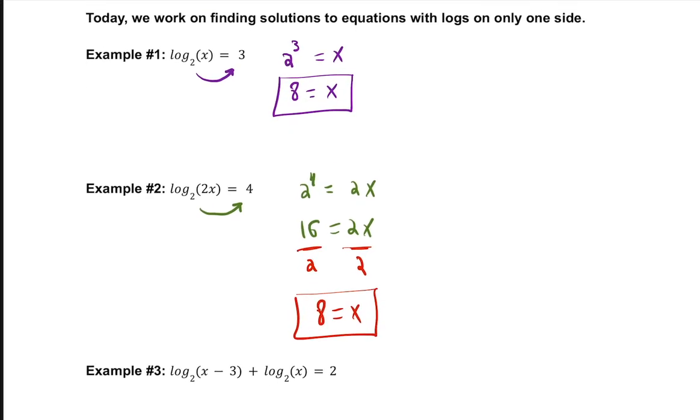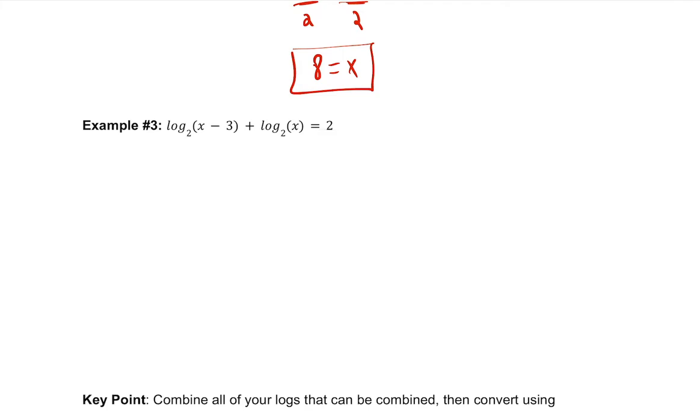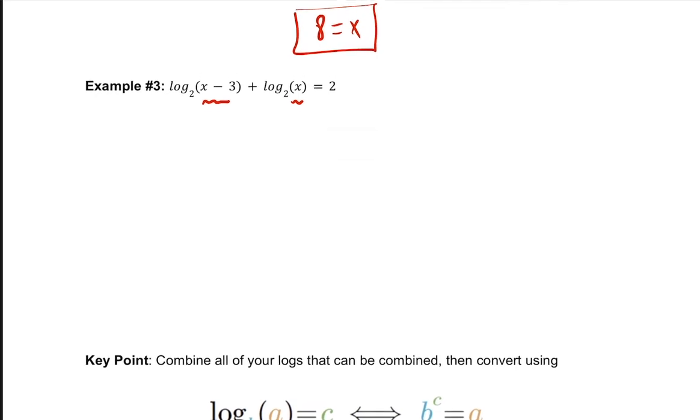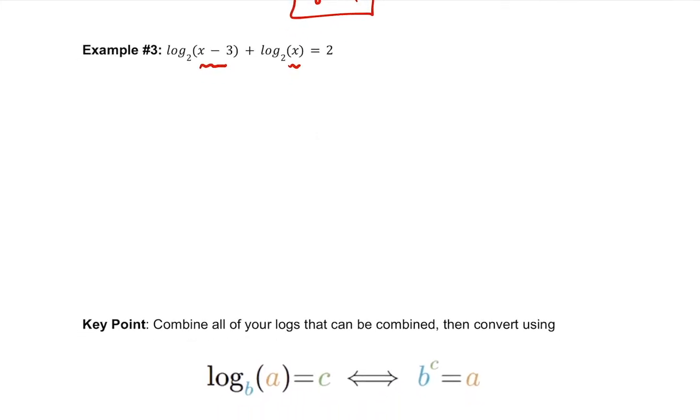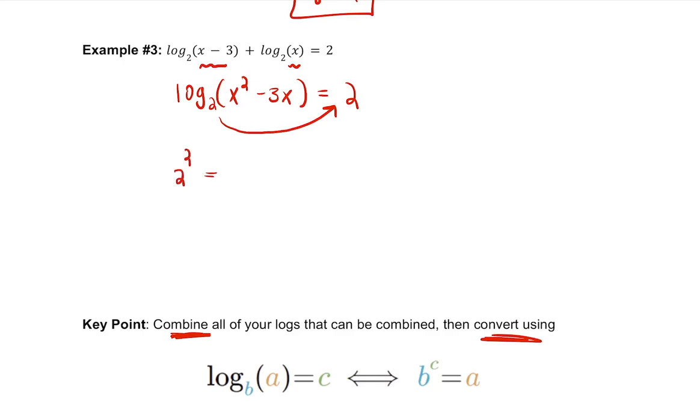These get trickier, depending on how tricky the insides of our functions get. So if we have multiple logs here that can be combined, we need to combine and then convert. So we combine first. Remember, if we have two logs that are adding, we multiply their insides. This would be x squared minus 3x. All of that is equal to 2. And then we convert: 2 to the second power. I'll write it out just to make sure we see what's going on here. 2 to the second power is equal to x squared minus 3x.